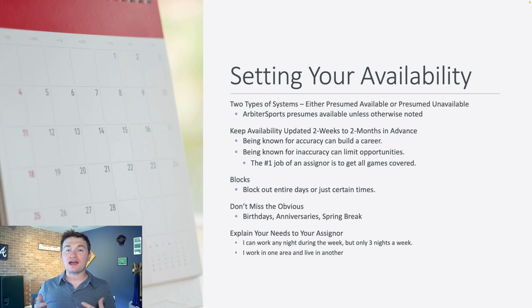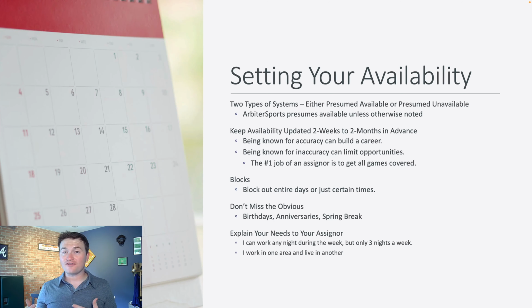Now, with every assigning software, there's always going to be parts that can't be reflected in the scheduling. And when it comes to those unusual parts of your personal schedule, it's important that you communicate them to your assigner. An example would be you're available to work 3 nights a week, and it doesn't matter which weeknights those are, but you certainly can't do 5.